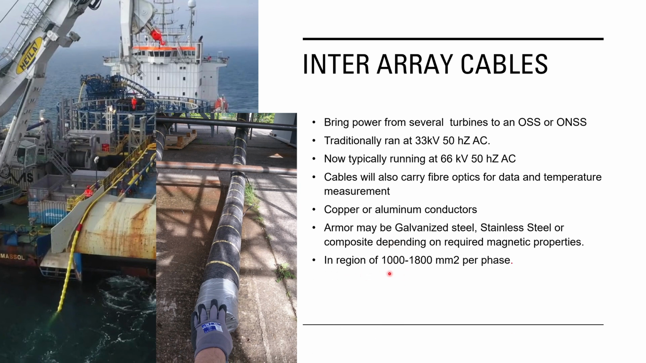The conductor cross-sectional area is in the region of, I've written 1000 to 1800 square millimeters per phase. Actually, it's going to be more in the region of 200 to 1800 millimeters squared per phase, depending on what the conductor material is, what part of the array the export cable is in, because we don't necessarily use the same CSA for the whole job. Obviously, as you can imagine, we use the minimum CSA we can, and the layout of the farm and the powers and so on. But anyway, they are quite chunky.